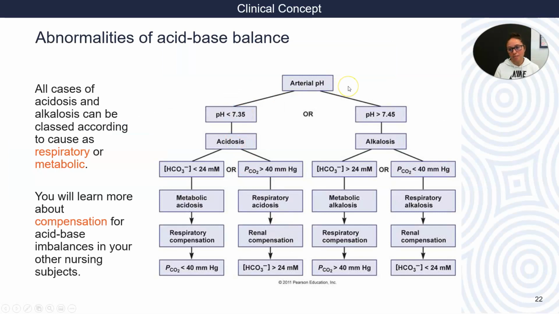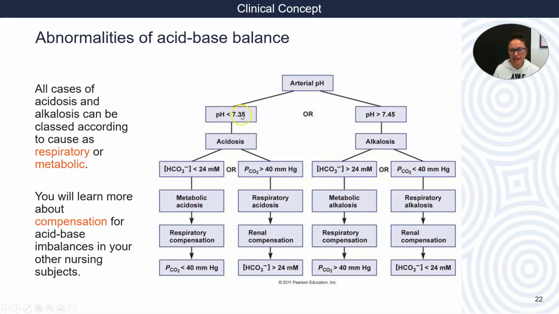So we do have some abnormalities of acid-base balance, and as I told you before, you can be acidic or you can be too alkaline. Can you see here? It's all about how much carbon dioxide you have versus how much bicarbonate you have. And all of these imbalances have a different name, okay? You will learn about this more in your other subjects. I'll just give you an example.